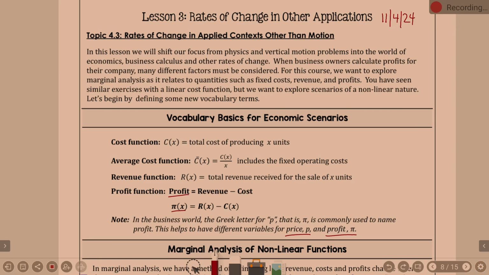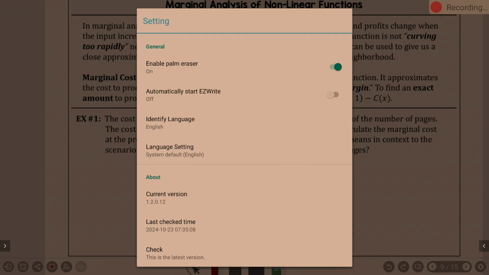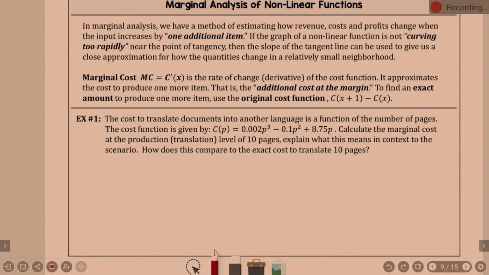Let's go down. Marginal analysis. In marginal analysis, we have a method of estimating how revenue, costs, and profits change when the input increases by one additional item. If the graph of a nonlinear function is not curving too rapidly near the point of tangency, then the slope of the tangent line can be used to give us a close approximation for how the quantities change in a relatively small neighborhood. So the idea is, when you get one more item, what's going on?